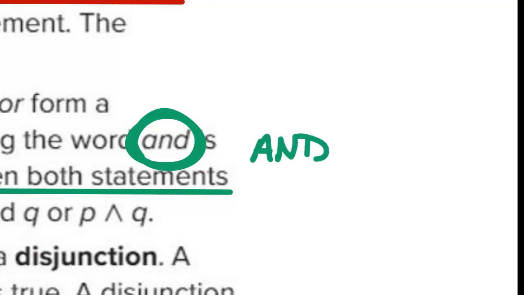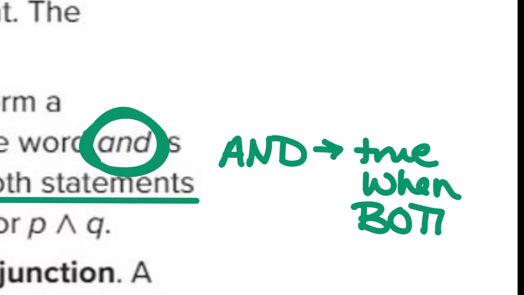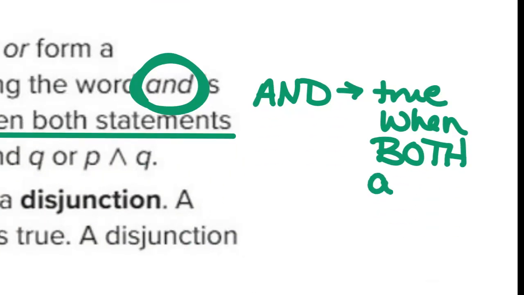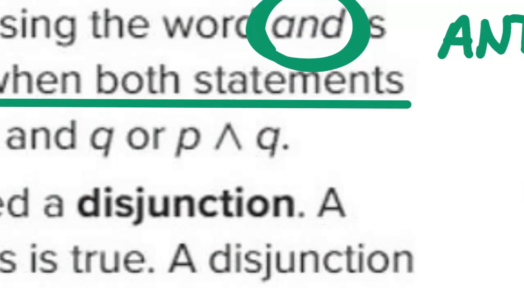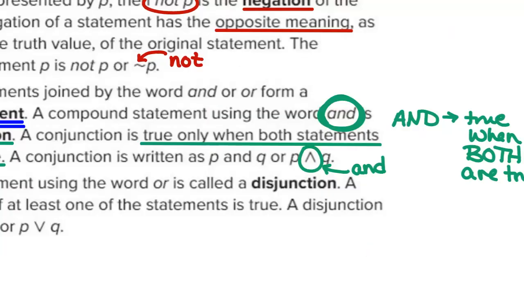So for and, this is true when both are true. And we have this symbol right here that kind of looks like a capital letter A, but just missing that middle bar. Kind of looks like a mountain peak. That is our symbol for and.